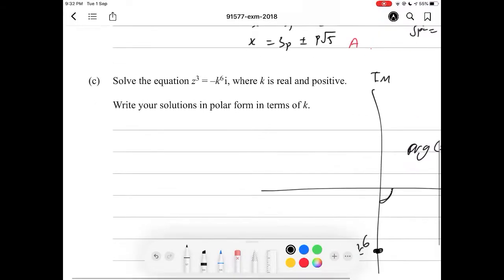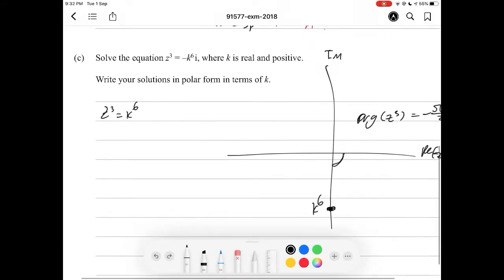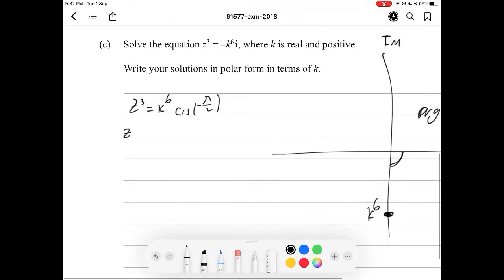Alright, so now that we have everything in parts, we can say that z cubed equals k to the power of 6, because that's the modulus, the length of this line here, cis of negative pi over 2. And therefore z is equal to, when you take the cube root of k to the power 6, the cube root is k to the power 2, cis of the angle divided by the power, which is 3. So negative pi over 2 divided by 3 is negative pi over 6. So that's our first solution.